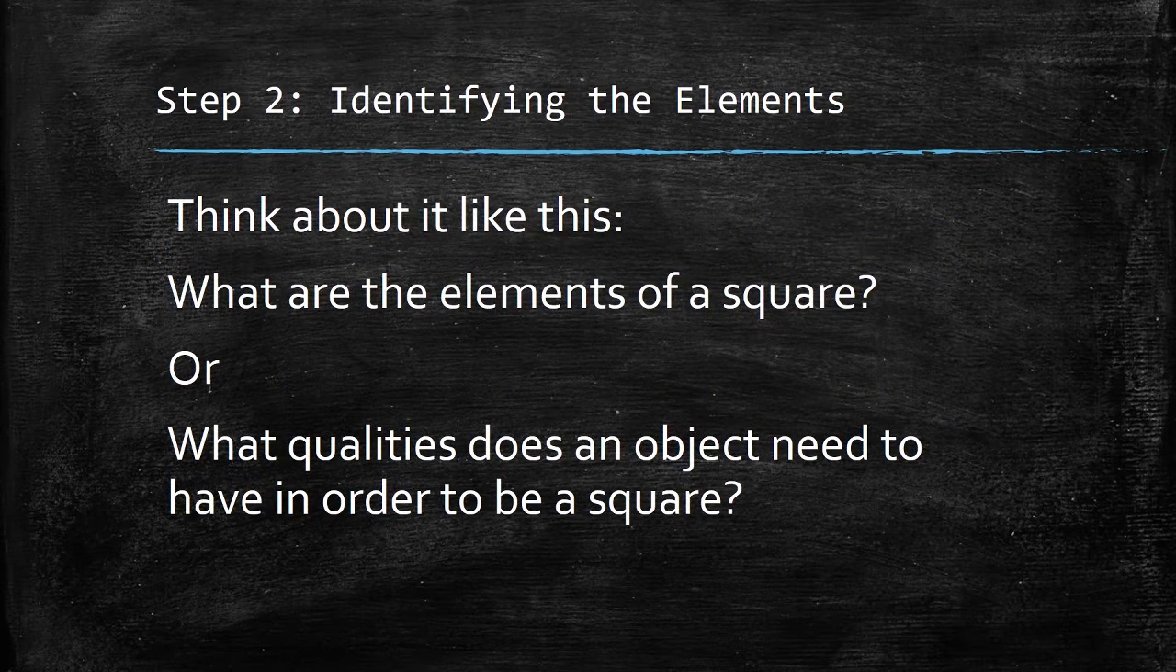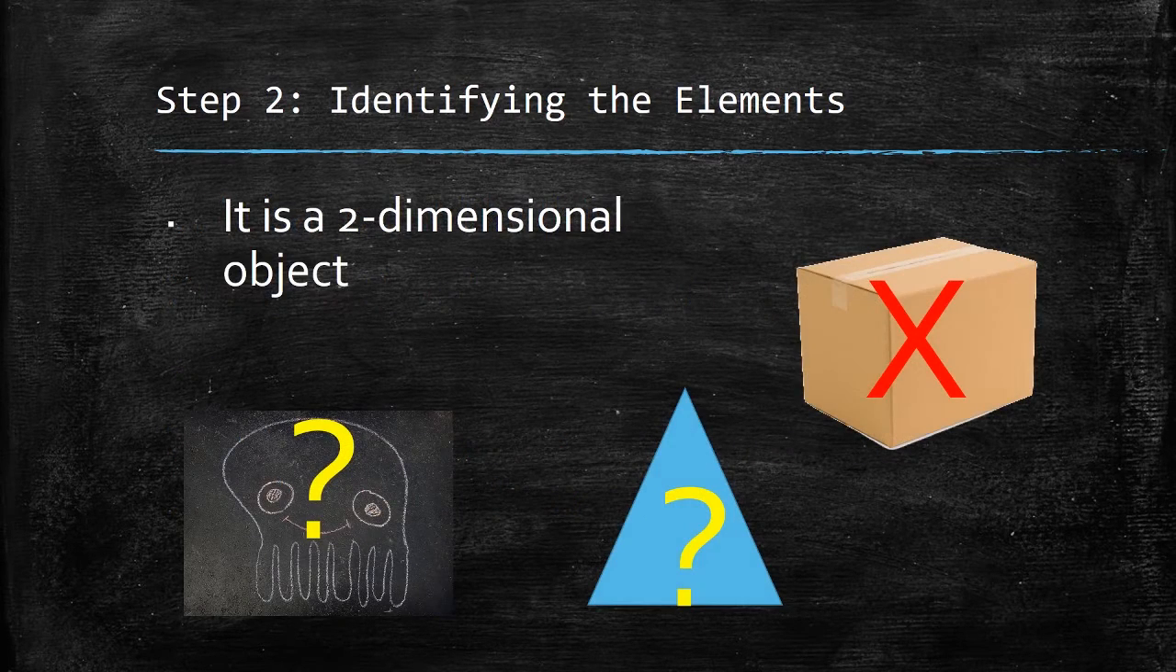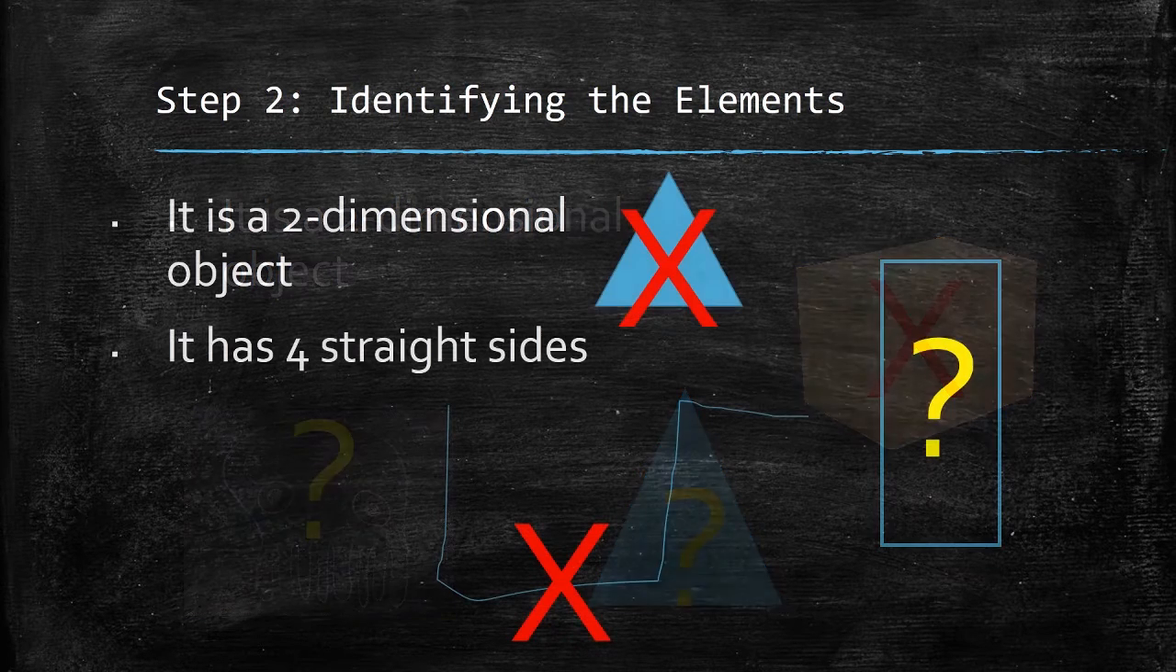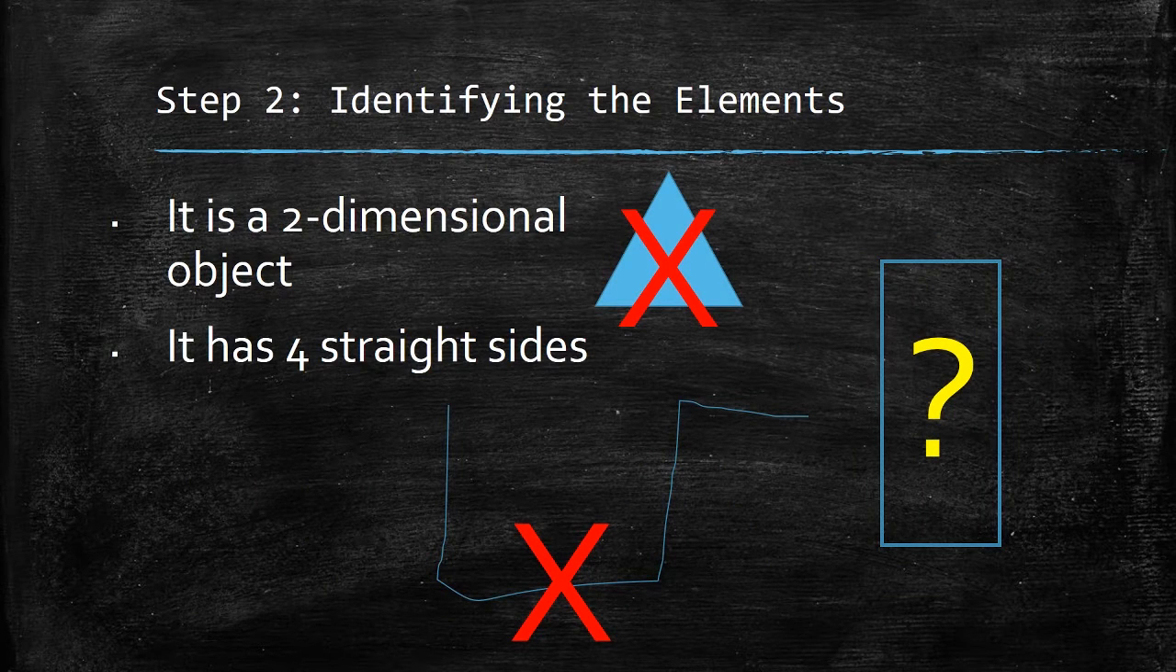What are the elements of a square? Think about it a second. Well, the first thing is it needs to be a two-dimensional object. So the box is out, but we also know the triangle and whatever weird octopus thing that is are not squares. So we need more elements. Alright, well it has to have four straight sides. Good, so the triangle's out, the pot of water is out, the weird squiggly octopus thing is out. But we know that's a rectangle, not a square, on the side. So we need more elements.